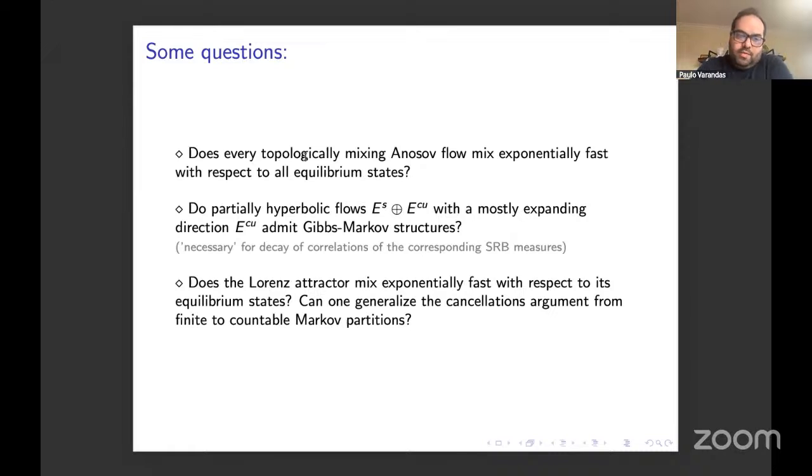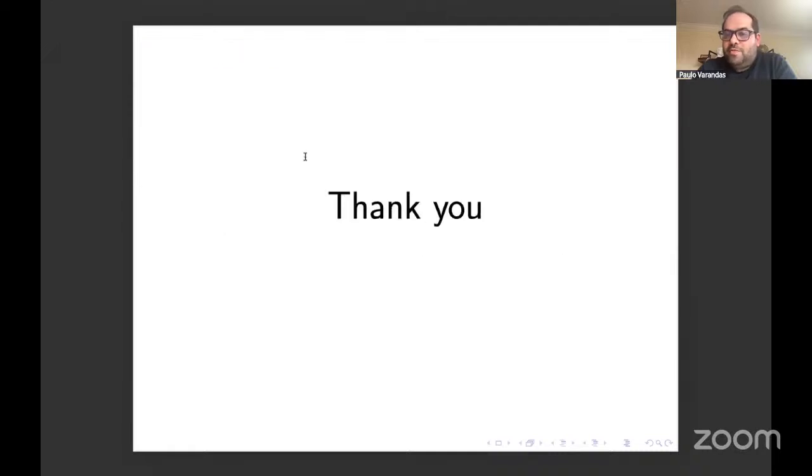There is some recent work with Ian in this direction, and the final one is whether this kind of strategy can be pushed to deal with piecewise expanding maps with a countable number of domains, as for instance the Gauss map. This is the natural model to deal with Lorenz attractors, and a positive answer to this would lead to being able to show that the Lorenz attractors mix exponentially fast with respect to other equilibrium states rather than SRB measures. So these are three directions that are probably very interesting for the future. So thank you very much for your attention.